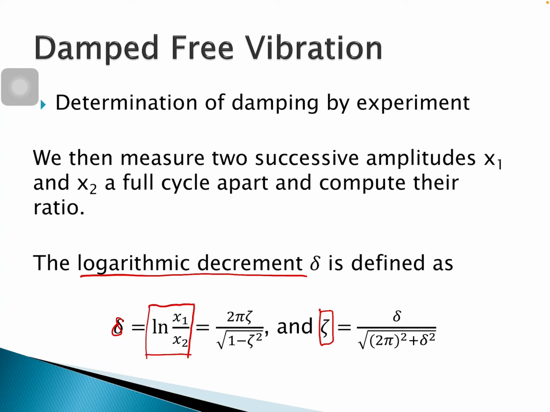So x1 and x2 we can get from the experiment, and this is equal to this equation, which contains zeta. So we rearrange it and we can calculate zeta. This is the formula for zeta, and we can use this formula to get zeta from the experiment, and from there we can know the damping ratio zeta for the particular system in the experiment.